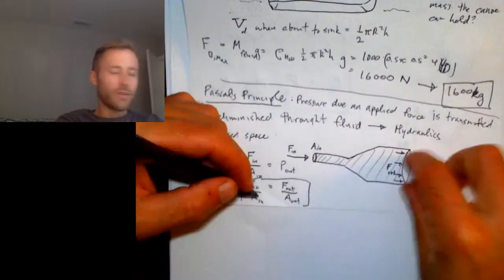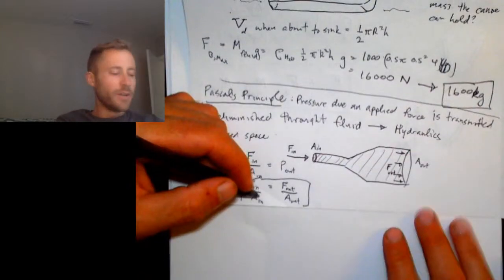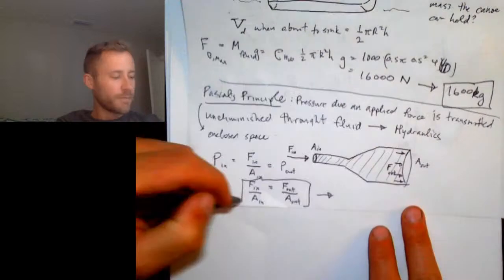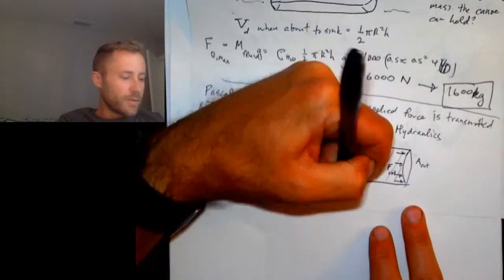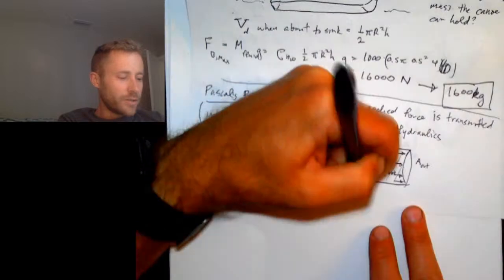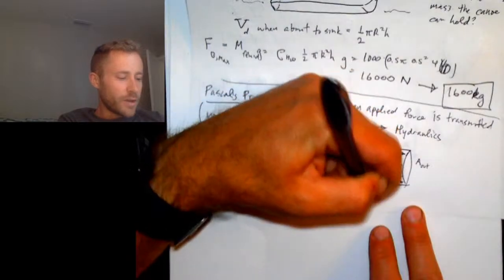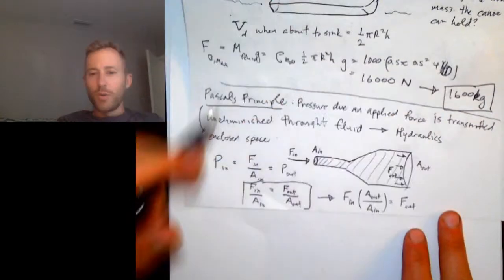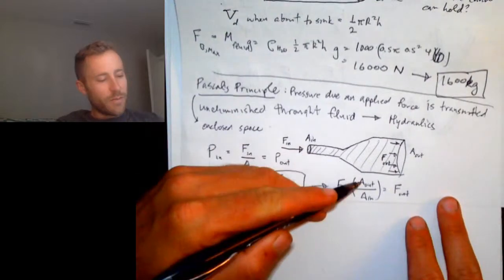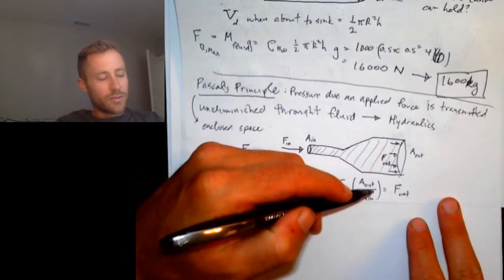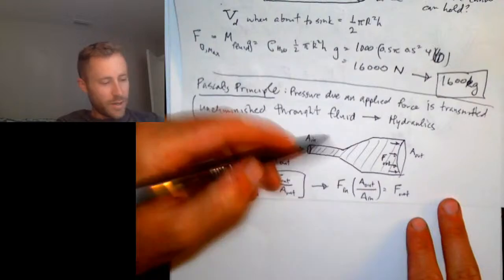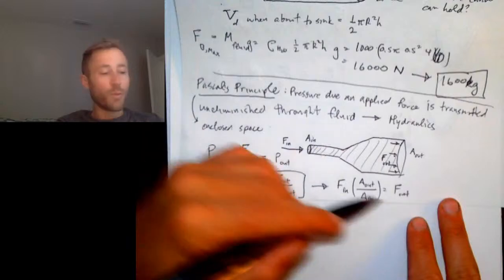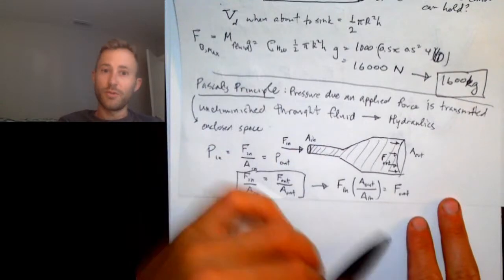Okay, now notice how we have area at the output is bigger than area at the input. Okay, so if I rearrange this equation, I get F sub in times A out over A in equals F out. So what I can see is that if the area of the output is bigger than the area of the input, like I have drawn here, then this ratio is greater than 1, and so the force at the output will be greater than the force at the input.